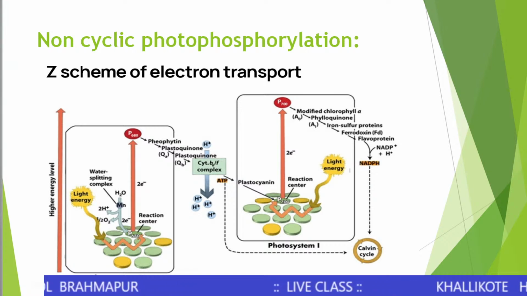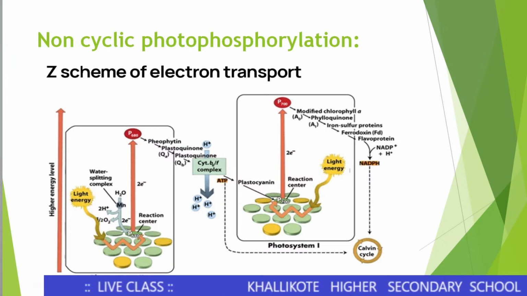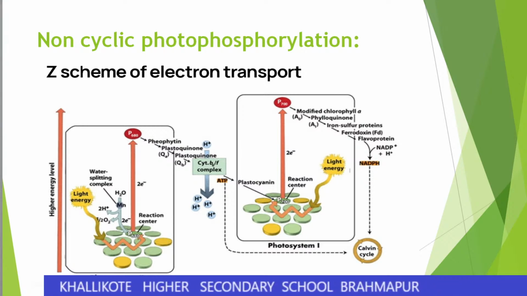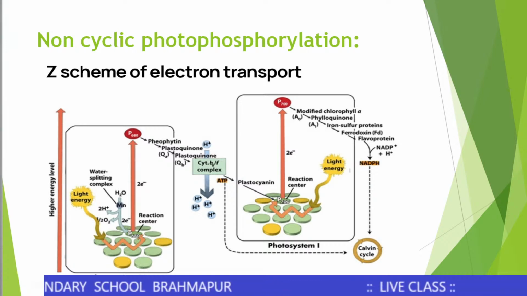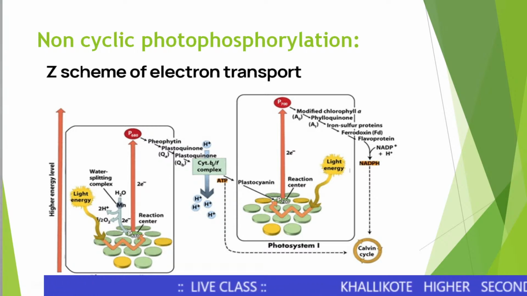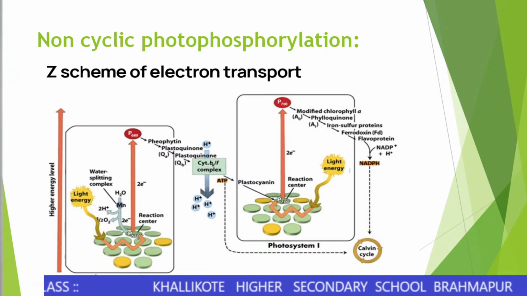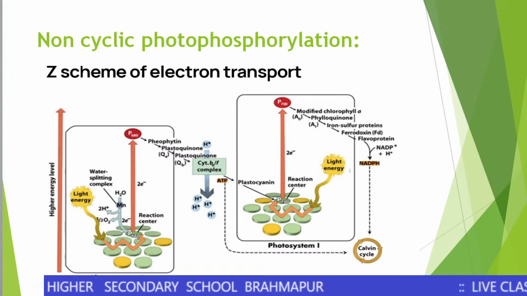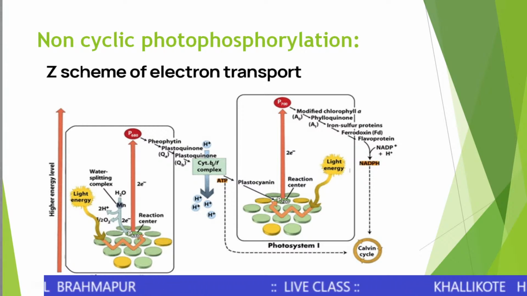Each antenna molecule transfers its energy in a resonance transfer to the nearby molecule, and this energy is ultimately transferred to P680. The photoexcitation process occurs in a femtosecond, or 10 to the power minus 15 seconds. So within a short period, the photoexcitation takes place. The energy is transferred to the reaction center molecule P680 and the electrons are expelled.